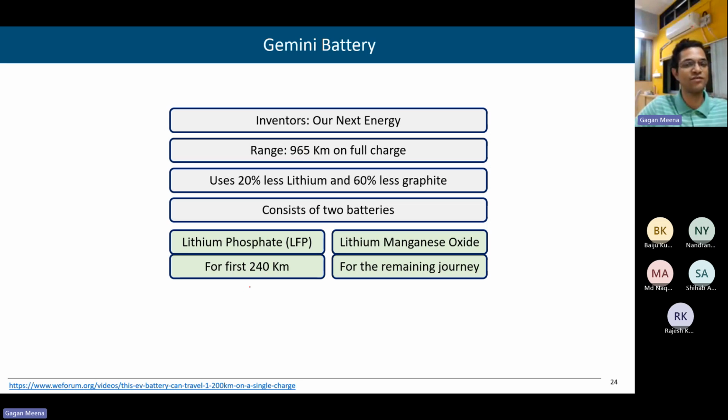For the first 20 to 40 kilometers, it uses an LFP battery, and then it shifts to lithium manganese oxide for the remaining battery. So it is a hybrid of two technologies. And that's how they are able to provide a wider driving range.